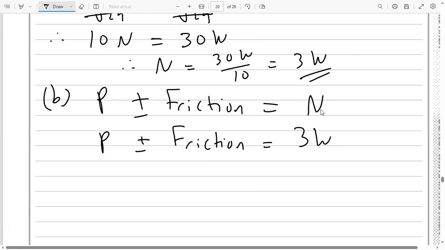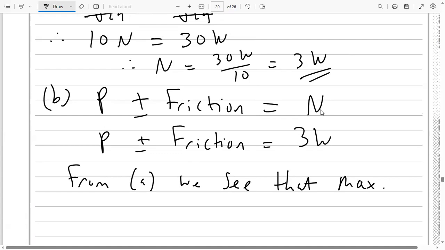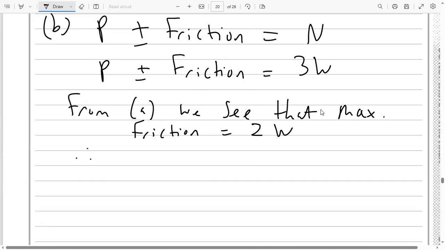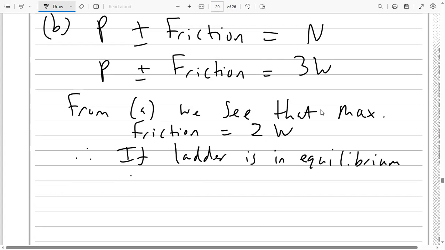Okay, so let's write this down. From part A calculation, we see that max friction is equal to 2W. So therefore, if the ladder is in equilibrium, then P plus or minus 2W is equal to, sorry, no, let's forget that. Sorry, let's forget that.